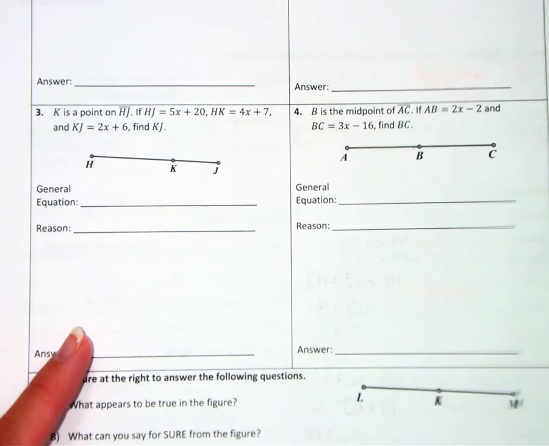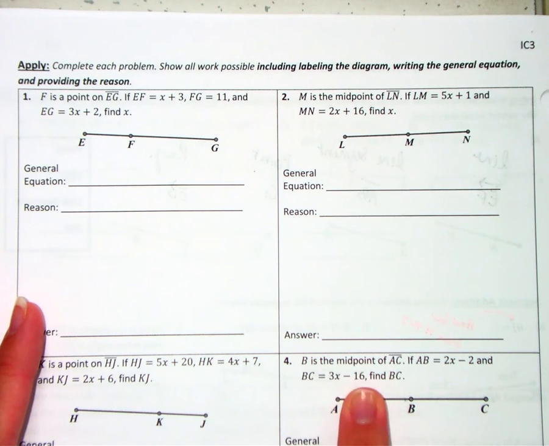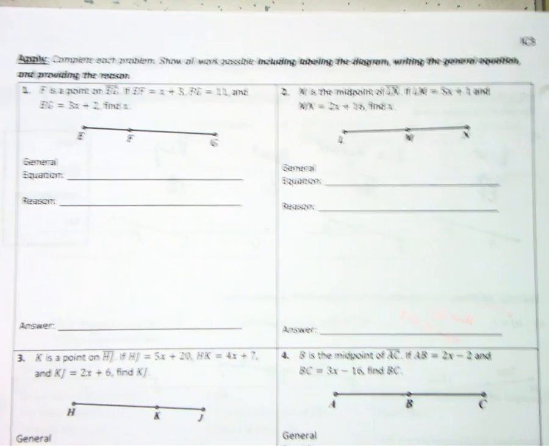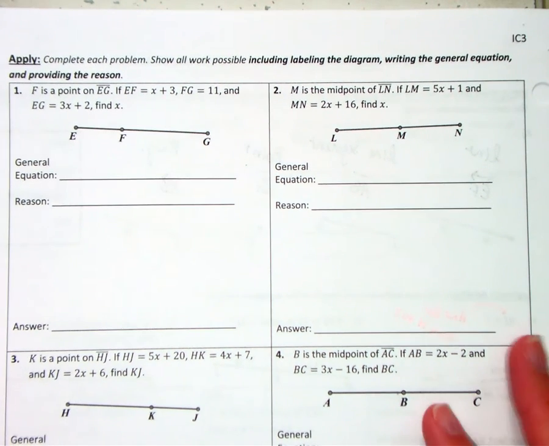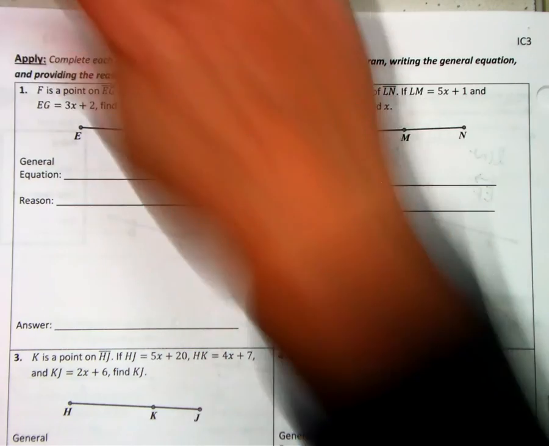Okay, so we haven't dealt with the midpoint piece yet, so we're not doing number 2 and we're not doing number 4 because that says midpoint. So we're just going to stay over here with 1 and 3. These are our 2 examples. We're going to start with the general equation. Don't look up at this yet. Okay, not yet. We're just going to start with the general equation.